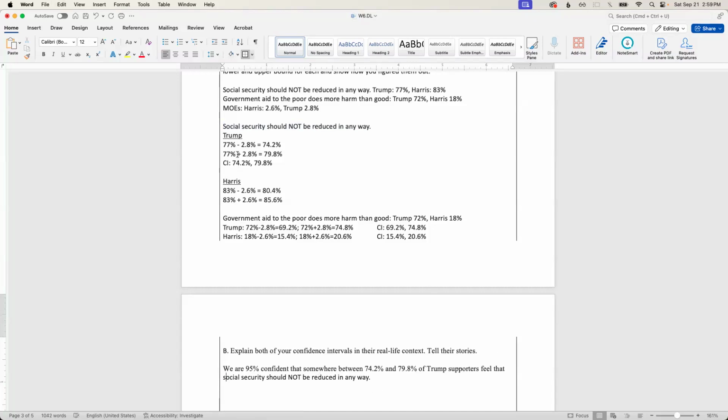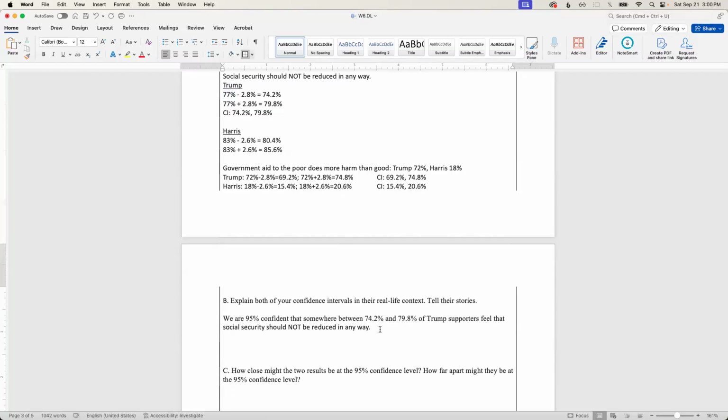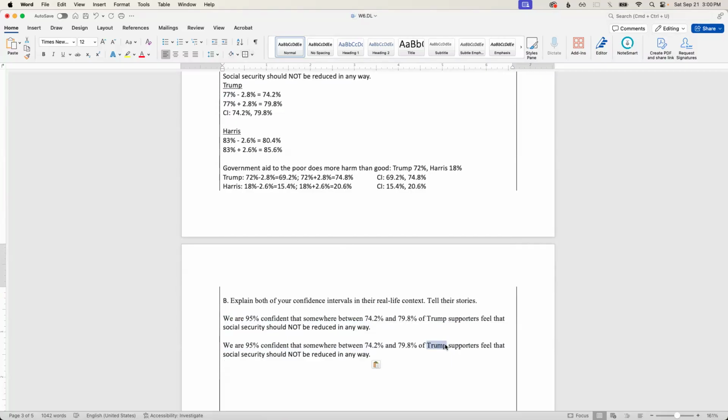So again, in the sample, we know 77% of the people that answered the poll that are Trump supporters felt that way. But if we're generalizing out to all Trump supporters during this time period, it would be this. And then the Harris one is going to look exactly the same, except it's going to be Harris supporters, and it's going to be our lower and upper bound for them. And so we end up saying that we're 95% confident that somewhere between 80.4% and 85.6% of Harris supporters feel that Social Security should not be reduced in any way.